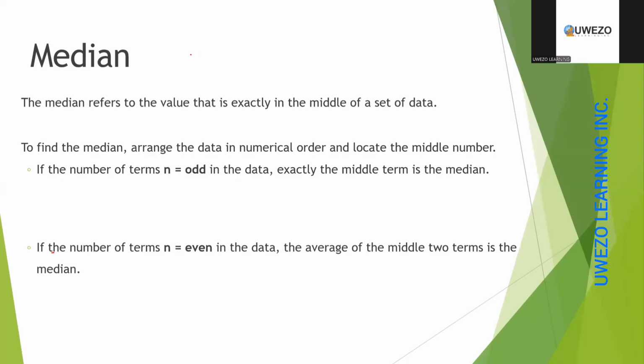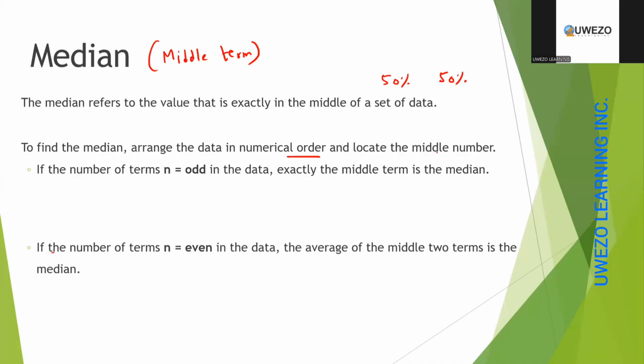The next concept after mean is the median, which we also call the middle term. As it is exactly in the middle of the set, it divides the set into two 50% halves. To find the median, we have to arrange the values in order and then locate the middle number.